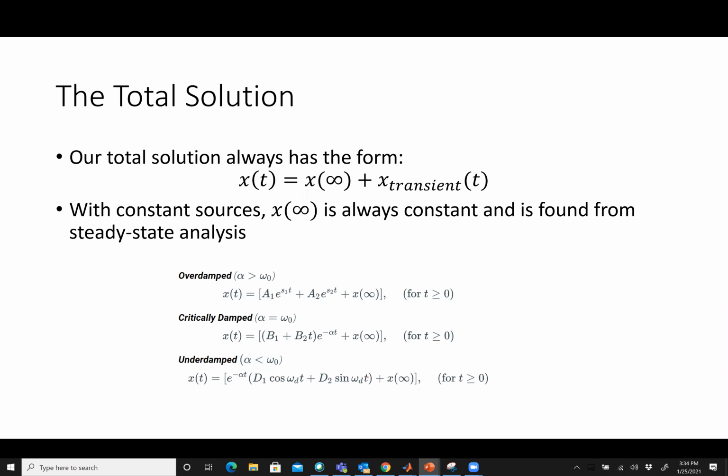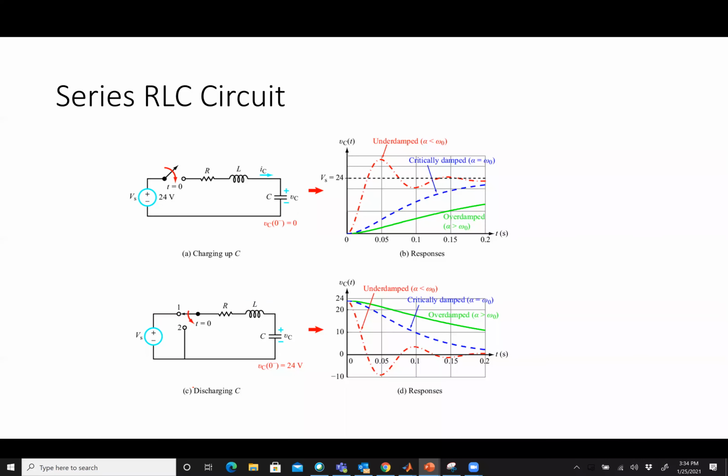Now, our total solution is a combination of the transient response with X of infinity, which is what we call our final value, which we get from steady state analysis. We're going to do some of that on Wednesday, where we look at the circuit and say, well, in steady state, the capacitor is an open, the inductor is a short. What are the currents and voltages going to be in that situation? We're going to look at the circuit and ask what alpha and omega naught are. Then we look at this and say, which form of the solution do we use? And then we have to figure out what those unknowns are.